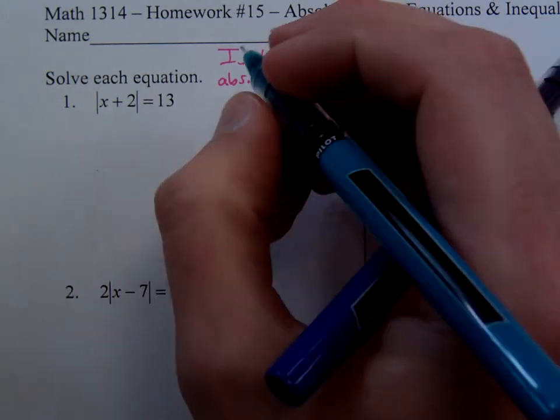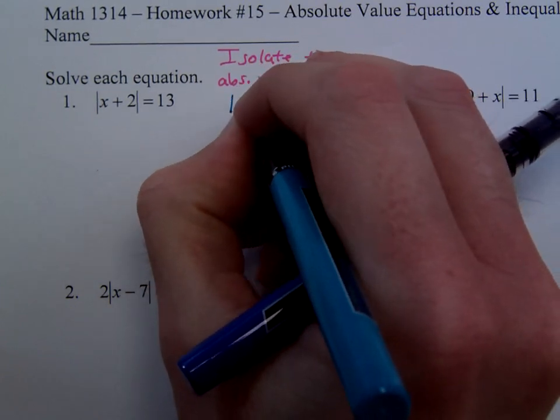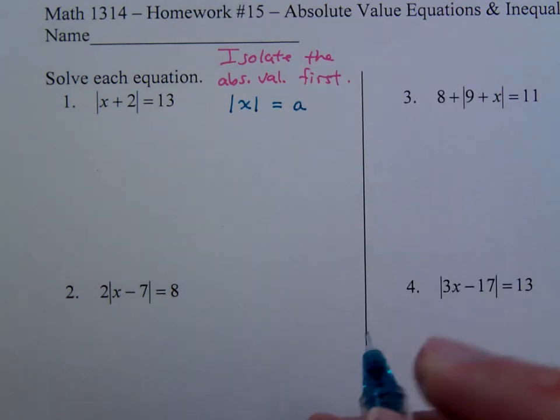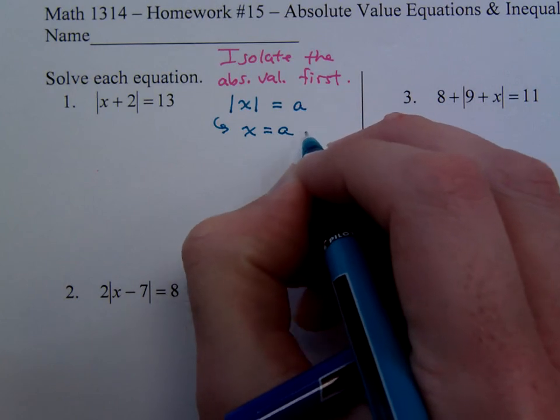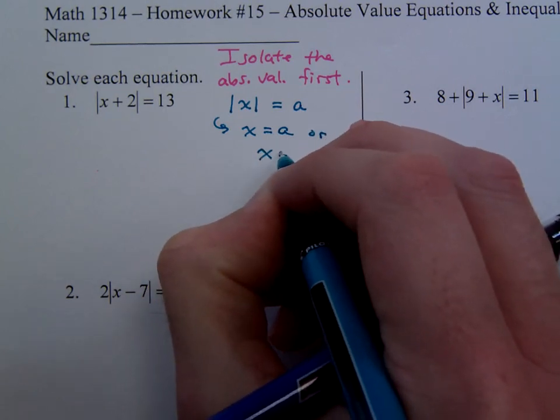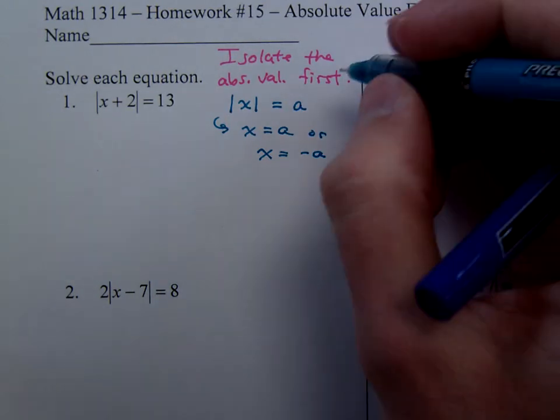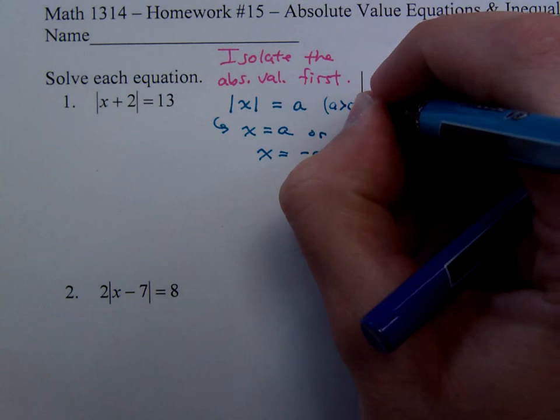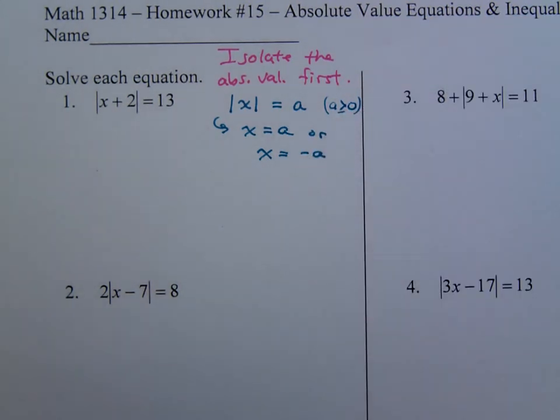And then what we saw with absolute values is that the absolute value of a variable expression equal to a number means that the inside has to be exactly that number, or the inside has to be the opposite of that number. And of course, we do want to remember that this guy, A, has to be positive. I mean, it could be equal to 0, but that doesn't really help us out much.